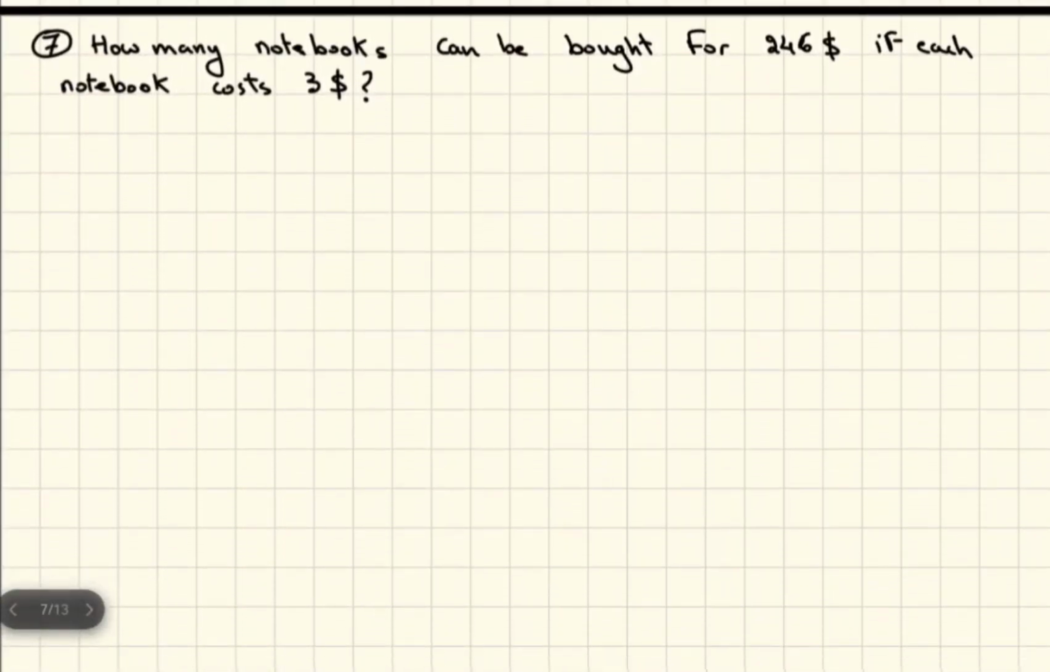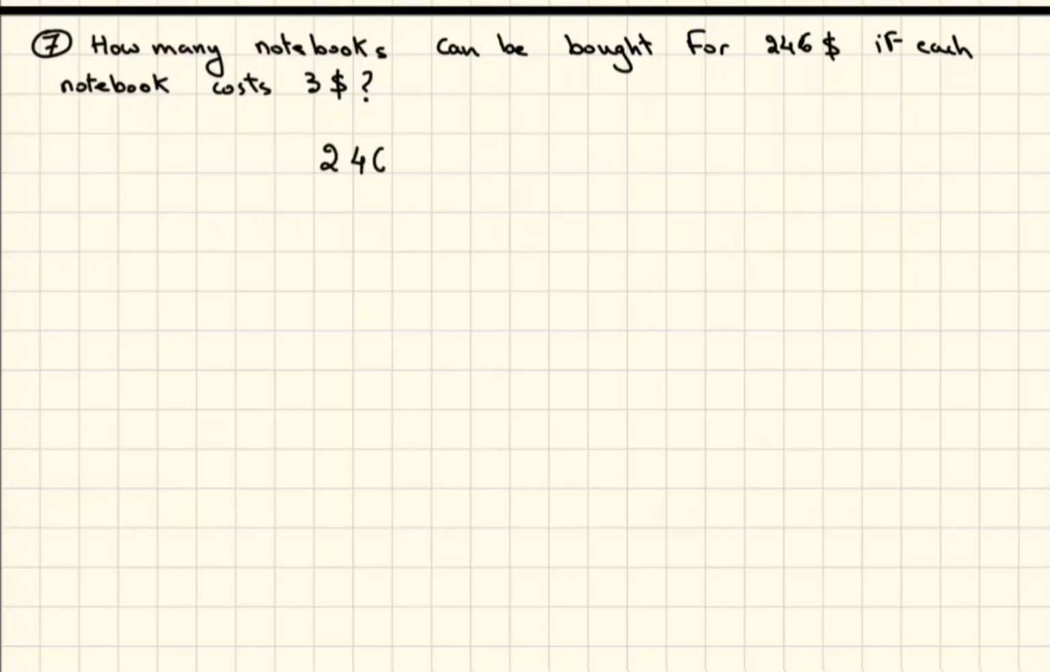Number 7. How many notebooks can be bought for $246 if each notebook costs $3? Now you can think about it in this way. So each notebook is $3 and we have an amount which is $246. So if we divide this amount $246 by $3, this will give me how many notebooks I can buy.